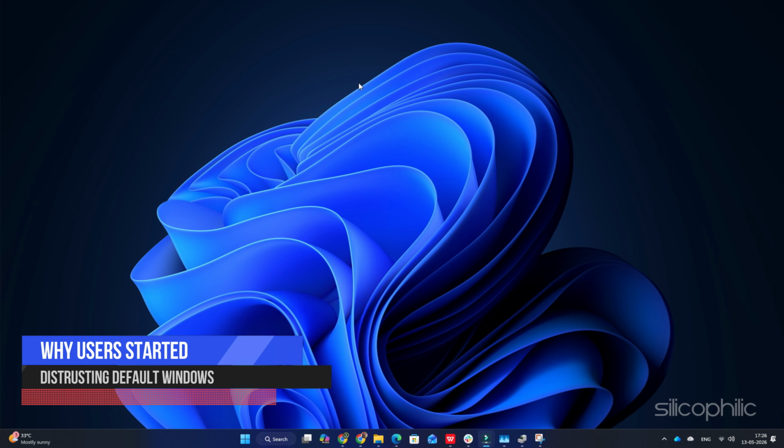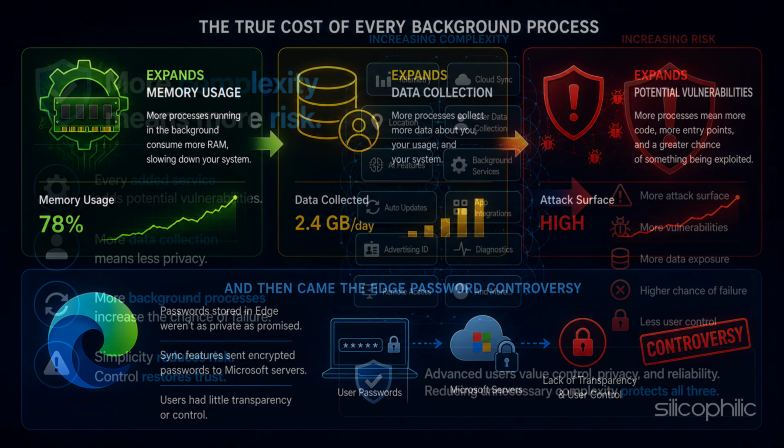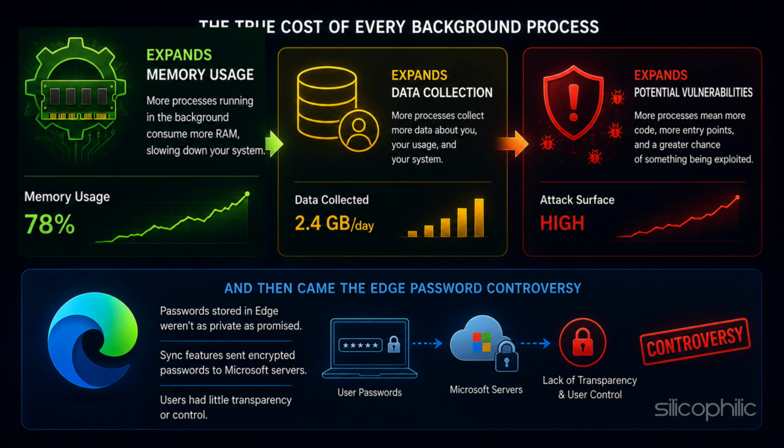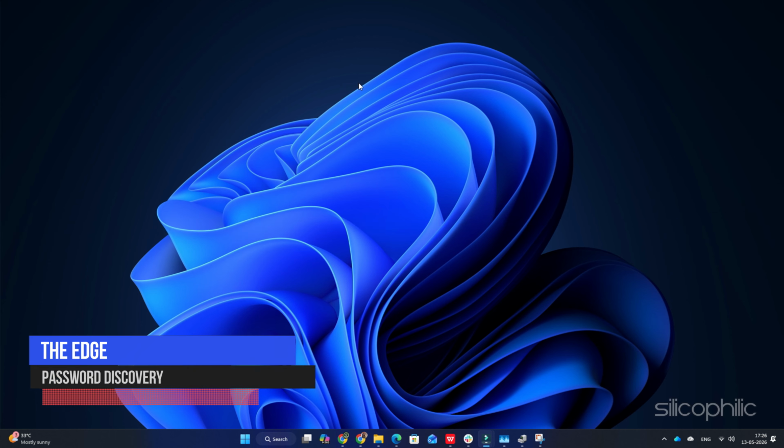Why users started abandoning default Windows? For years, advanced users warned about increasing operating system complexity, not because every feature was malicious, but because every added service increases risk. Every background process expands memory usage, expands data collection, expands potential vulnerabilities. And then came the Edge password controversy.